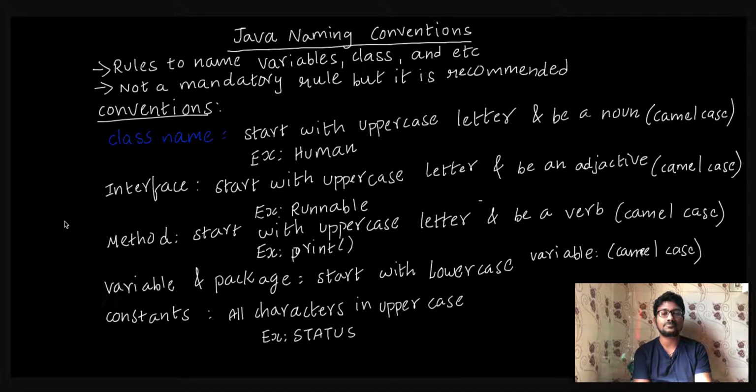Next, the interface. An interface should start with an uppercase letter. Like a class, an interface starts with an uppercase letter. For example, Runnable: the first character is capital, and it should be an adjective, or a noun. Runnable is an adjective. It also follows camel case: the second, third and fourth words, the middle words, start with a capital character. For example, the interface name RunnableArea: R is capital and A is capital.